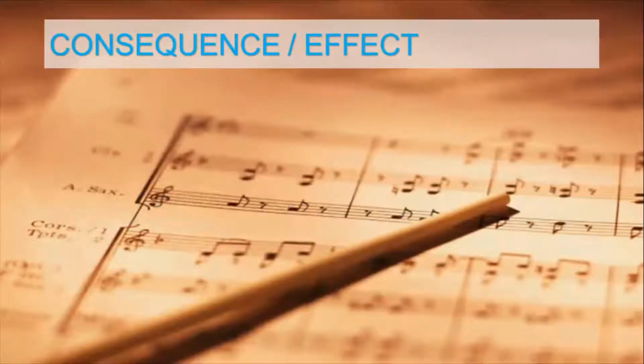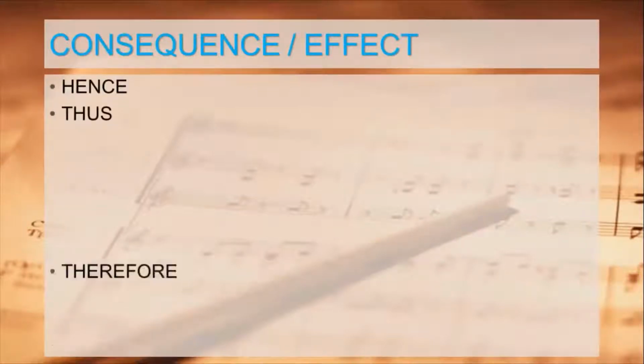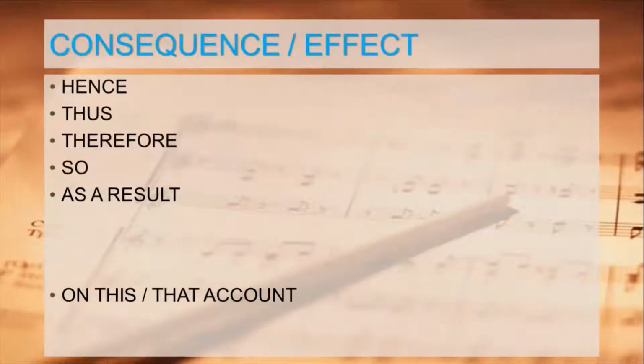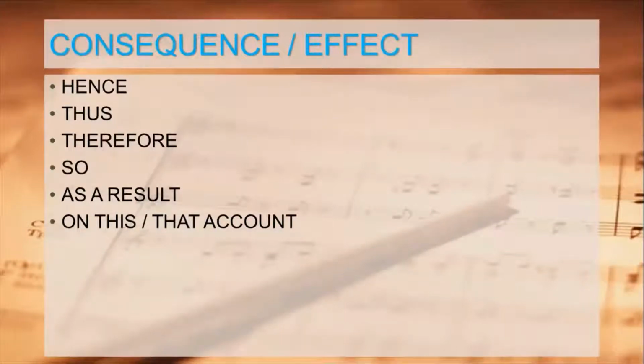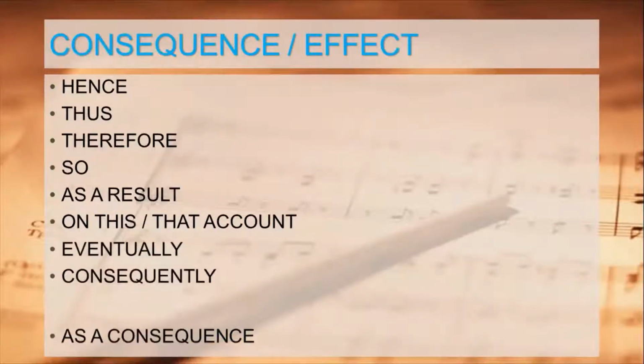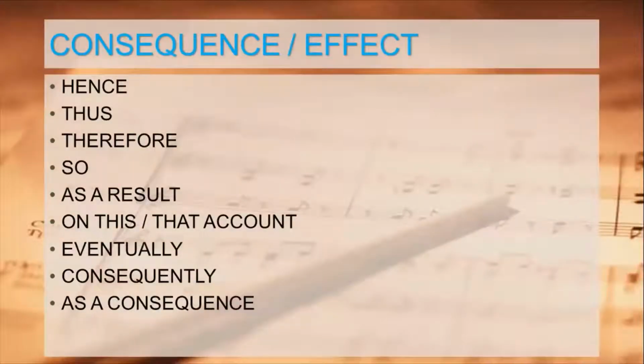Next, if you want to give the effect or consequence of something, especially in cause and effect and solution kinds of essays. So if you want to denote the effect of something, as a result of pollution, lots of health problems occur. How can you say? You can connect both of these, that is air pollution and health problems, using words like hence, thus, therefore, so, as a result, on this account, on that account, eventually, consequently, as a consequence. So these are the words which show the effect.